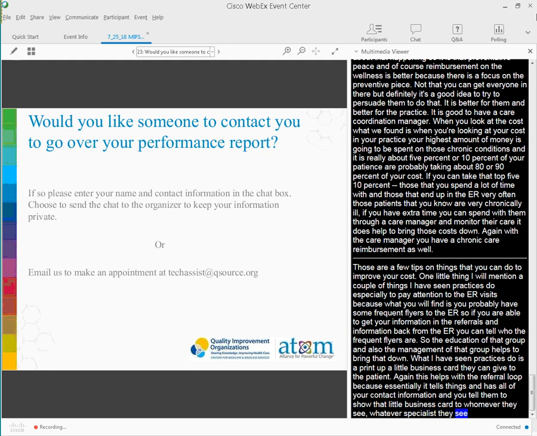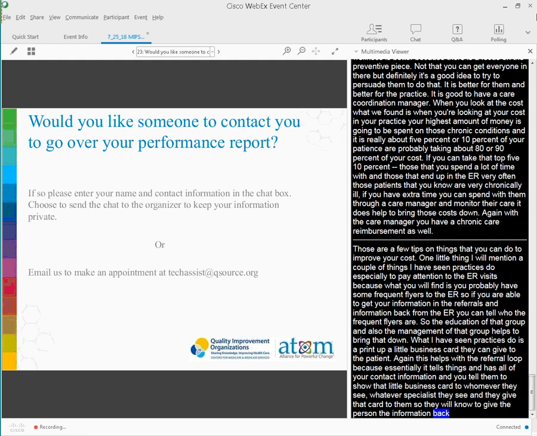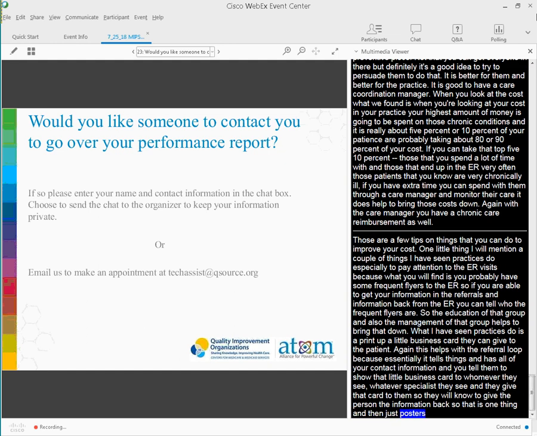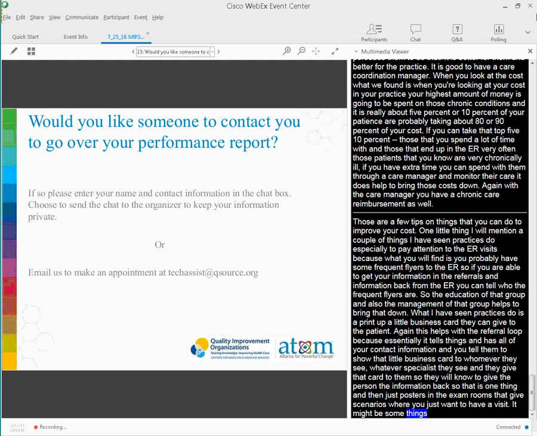And then just posters in the exam rooms that give scenarios where you just want to have a visit. It might be some things where there's a same-day visit, and then, of course, those things that you would actually want to go to the ED with. So those are a couple of ideas of things you can do for education and help keep them out of the ED, which can up your cost.